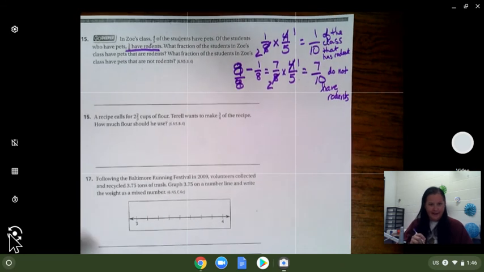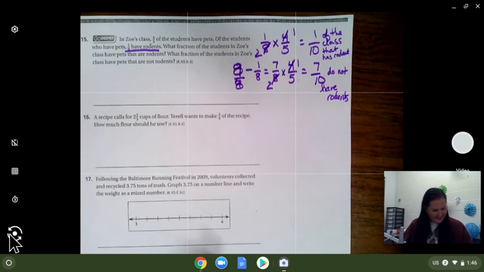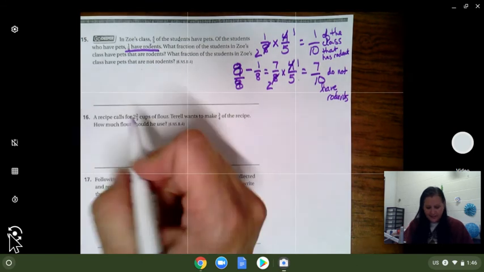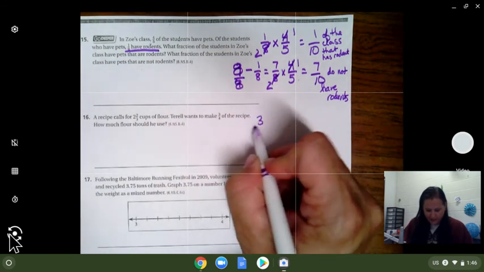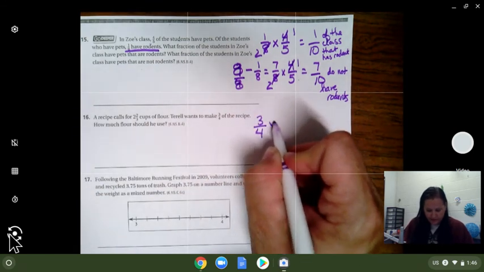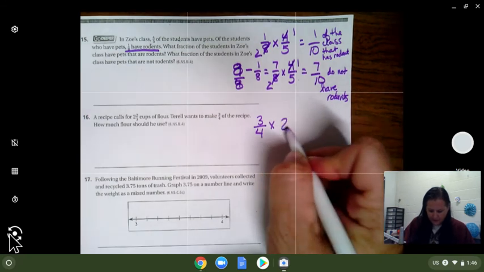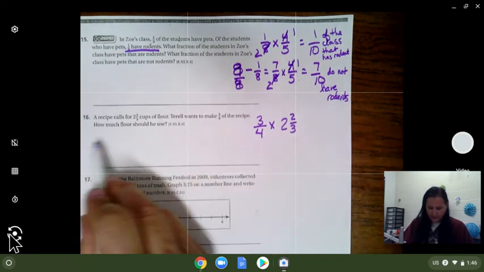All right, the next one, 16. We have a recipe that calls for 2 2/3 cups of flour. Tara wants to make 3/4 of the recipe. So again, we see "of," so use times: 3/4 times 2 and 2/3. How much should you use?